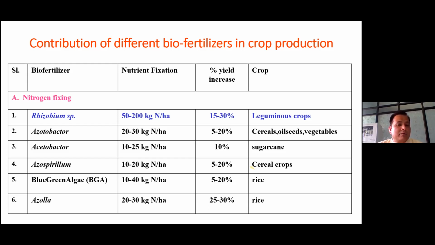Likewise, for different species like azotobacter, acetobacter, azospirillum, I have mentioned here how much nitrogen they can fix and how much yield we can increase by applying this type of biofertilizer, and for which crops they are suitable. In the last column, I have tried to mention it.